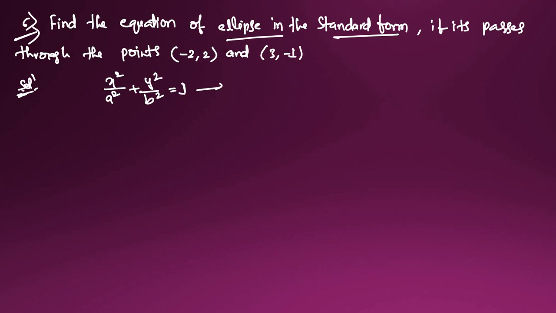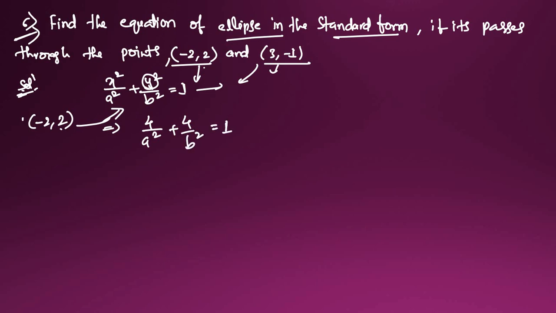So he's saying that it passes through these two points, which means this standard form passes through these equations. So we'll substitute the first point and the second point in this ellipse standard form equation. First, minus 2 comma 2 we'll substitute in this equation, so in the x square place it will become 4 by a square plus 2 square, which is also 4, so 4 by b square is equal to 1.